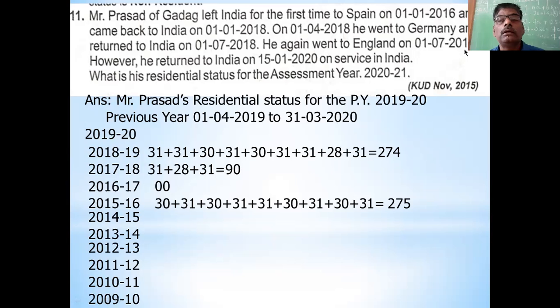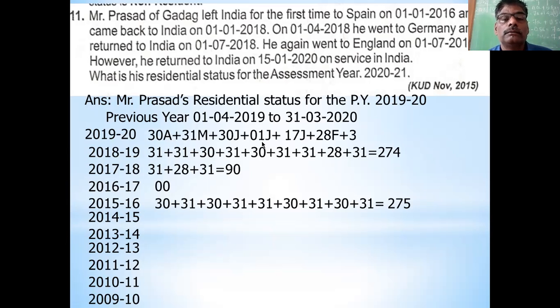He went on 1/7/2019. Therefore, from this date to this date, he is in India. But in our previous year, 1819, period covered is July, August, September, October, November, December, January, February, March. Year ends. And next period comes in your assessment here. In 1920, he is in India. That is April 30 days, May 31 days, June 30, July 1. Because on July 1st he went, July 1.